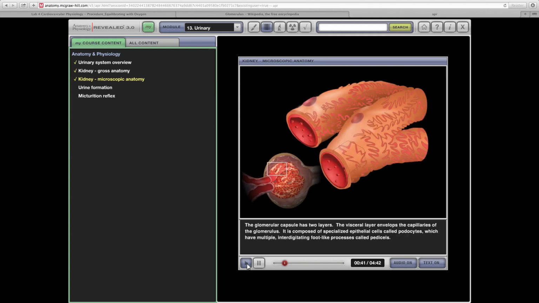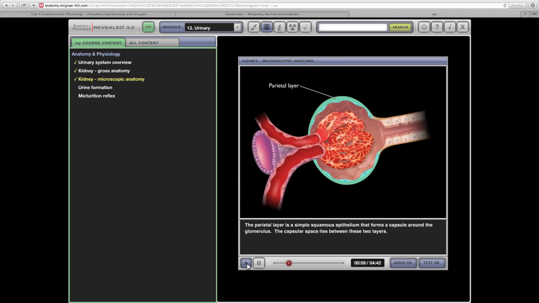The glomerular capsule has two layers. The visceral layer envelops the capillaries of the glomerulus. It is composed of specialized epithelial cells called podocytes, which have multiple interdigitating foot-like processes called pedicels. The parietal layer is a simple squamous epithelium that forms a capsule around the glomerulus. The capsular space lies between these two layers.